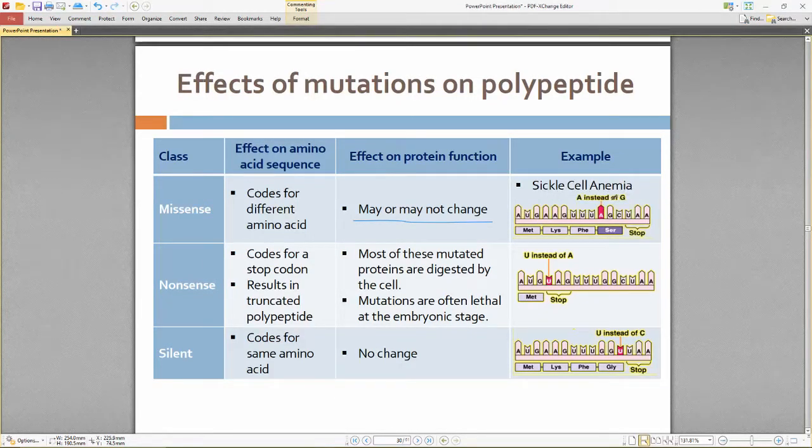With a missense mutation, protein function may or may not change. It's hard to tell. For example, sickle cell anemia, when you have a single point mutation and you have an A instead of a G, the protein function does change, but it's not catastrophic per se, because if you have sickle cell anemia, you can still live with it.